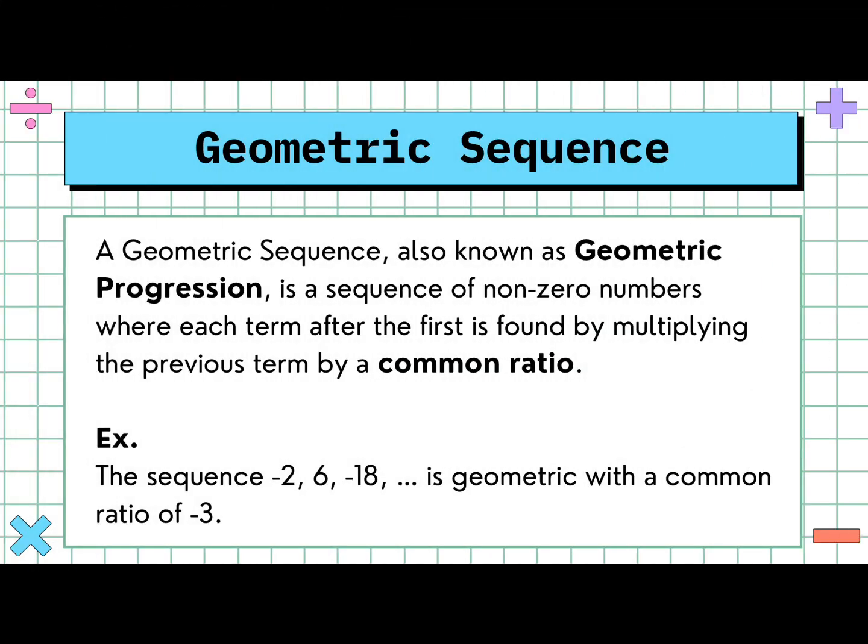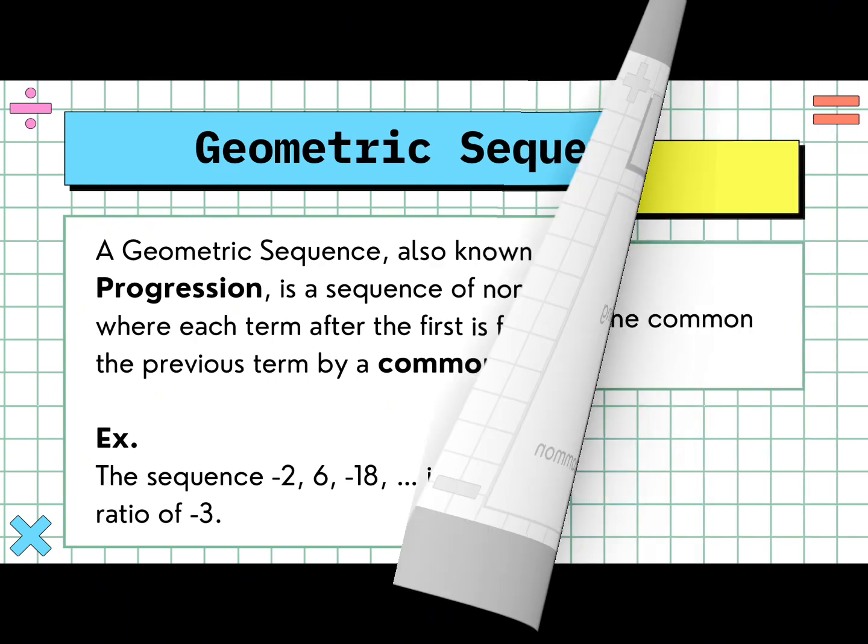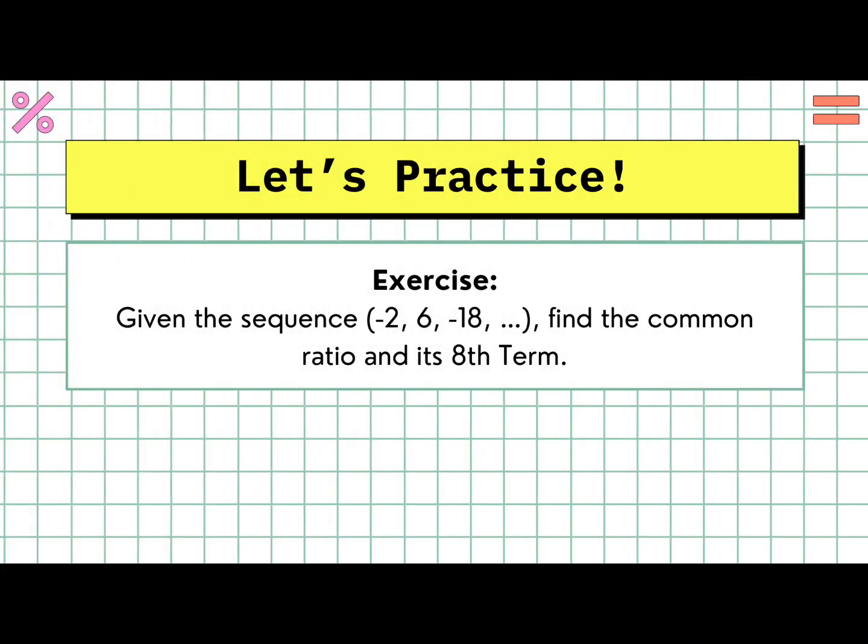Next is the geometric sequence, also known as geometric progression. It is a sequence of non-zero numbers where each term after the first is found by multiplying the previous one by a fixed, non-zero number called the common ratio. Now, let's try to solve a geometric sequence. Given the example -2, 6, and -18, we have to find the common ratio and its eighth term.